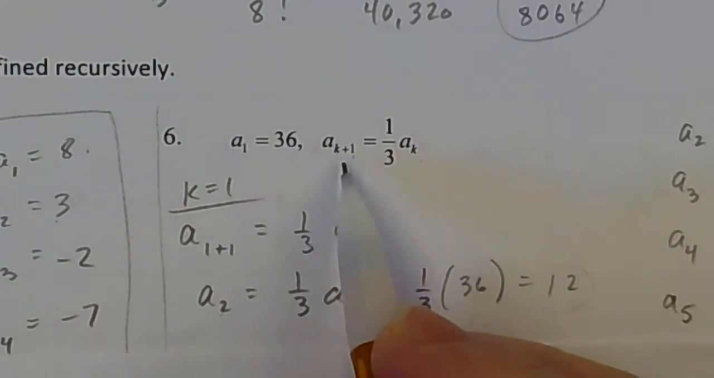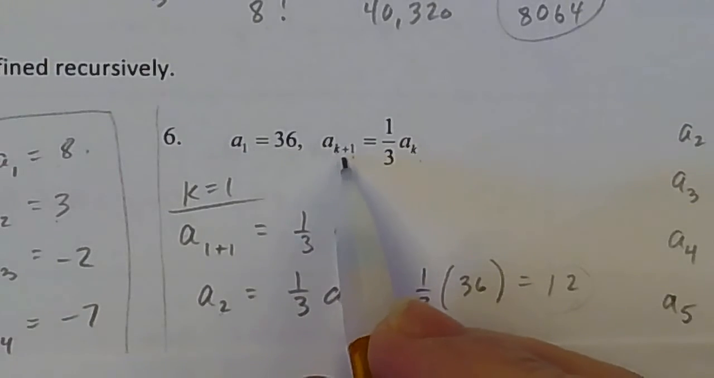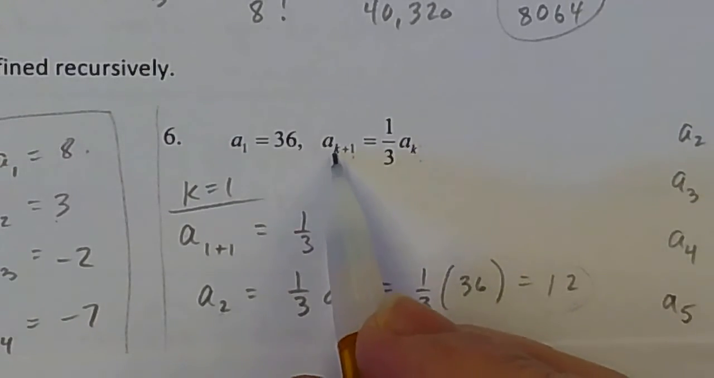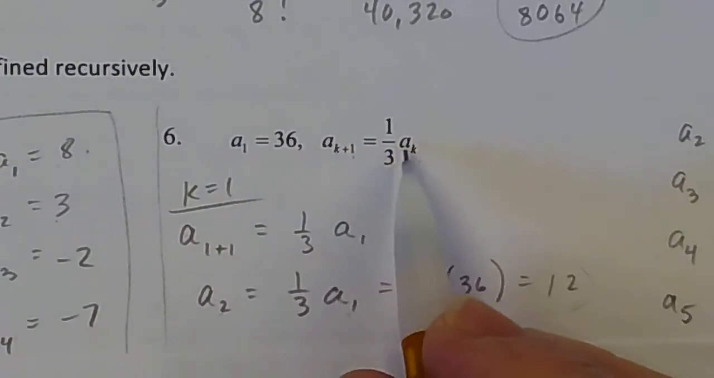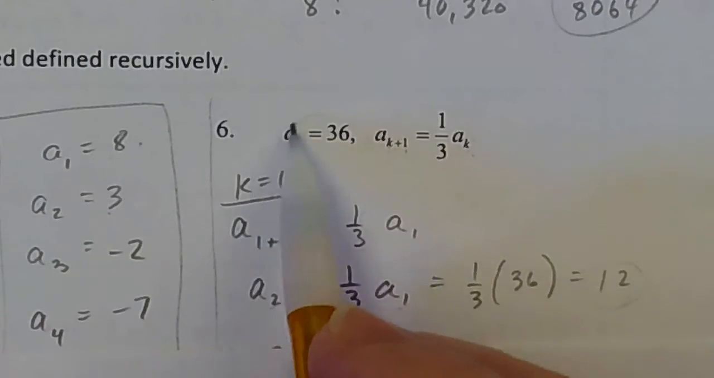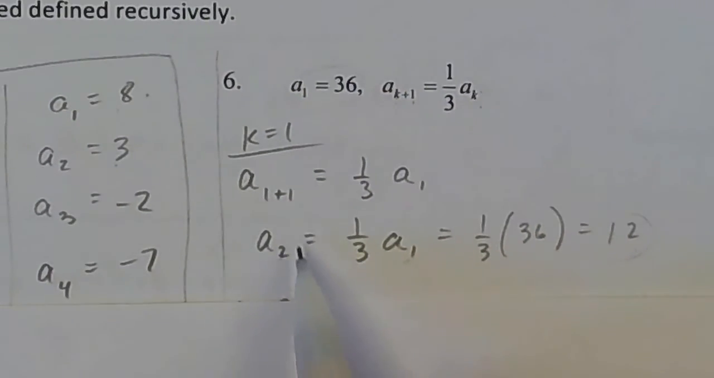The quicker you get used to this notation, the easier it is to catch on to this. This just says the k plus 1 means next term. I don't care if this is the 10th term. So if this meant 10th, this is the 10 plus 1, 11th. To get the 11th, I need the 10th. That's all. Okay, so they've given us the first term. We're going to start off by finding the second term. Okay, so a2 will be equal to 1/3 of the previous term. So we get 12.